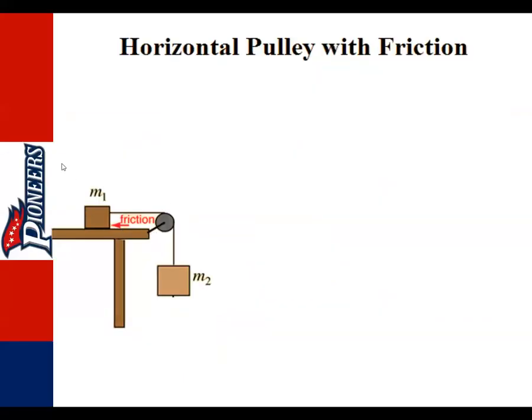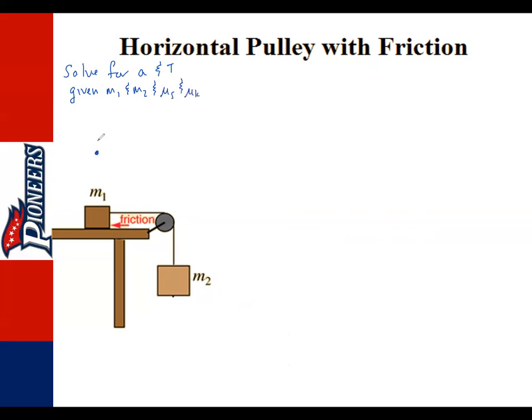Well, as you can see, friction is to the left. It changes oh so slightly, right? We're still solving for acceleration and tension force. You're still given M1 and M2 and the coefficient of static and kinetic friction, right?